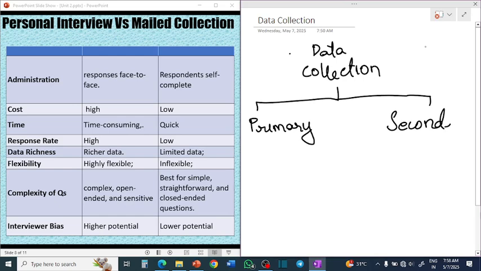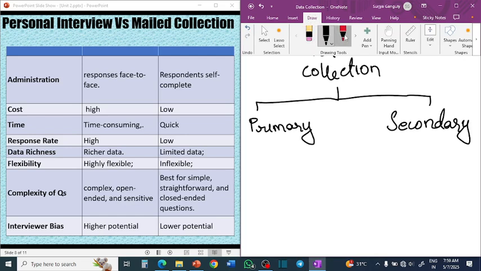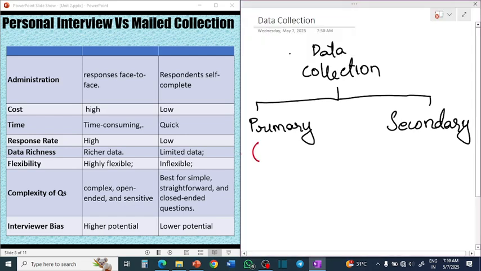So what are these things? Primary data collection is data collection when we collect the data on our own, from our own sources. Suppose you question someone and you talk to someone and collect the data, or you are giving a questionnaire to someone and they are filling up the questionnaire, or you go from house to house, door to door to collect the data through survey. That is all known as primary data collection.